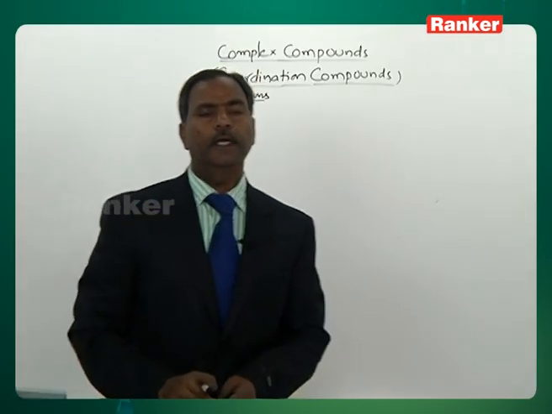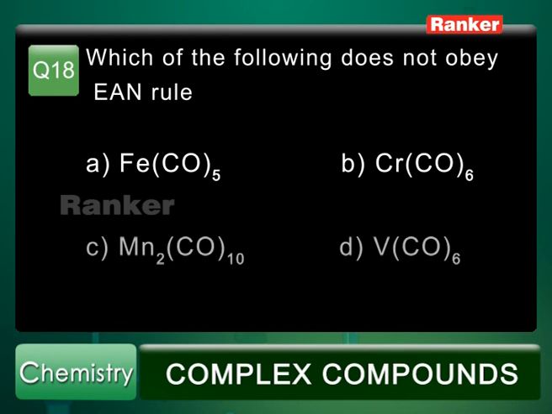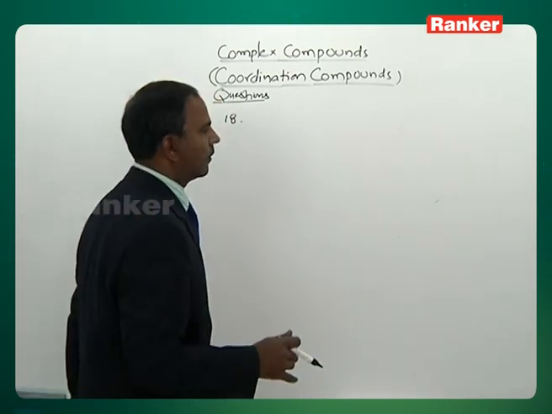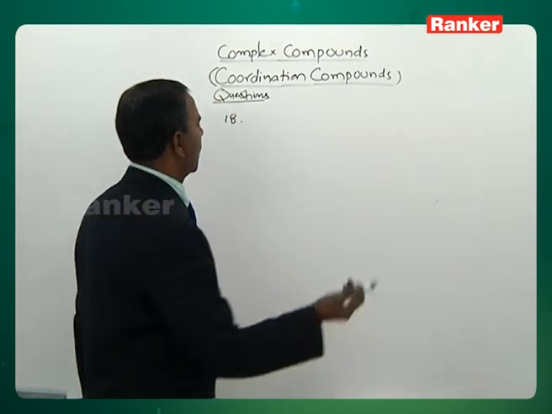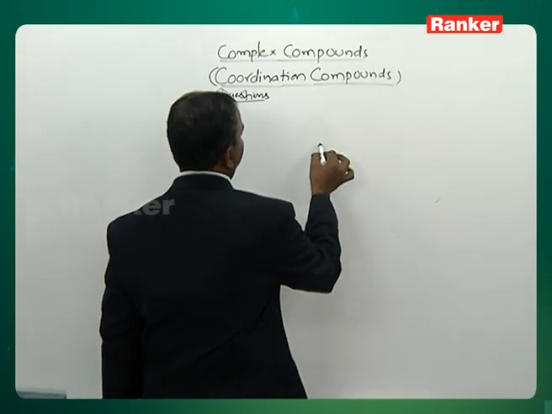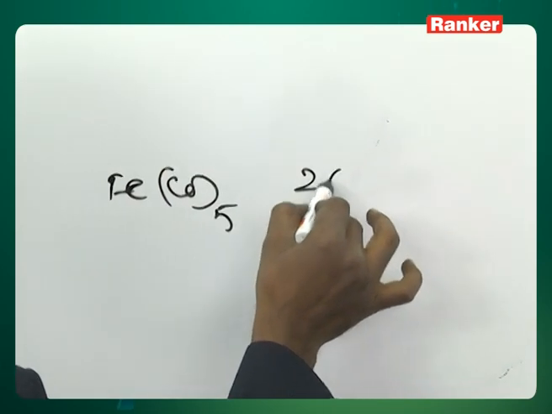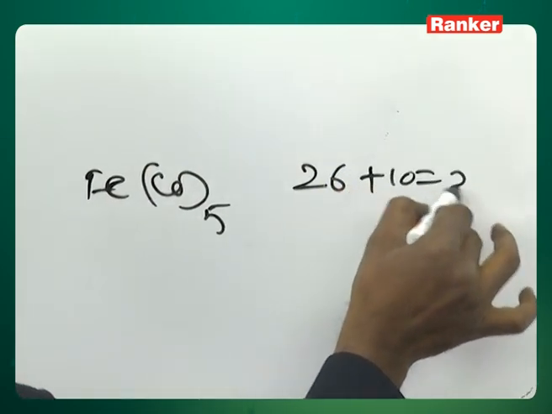Coming to question number 18. Which of the following does not obey the EAN rule? What do you understand by this? A complex which does not have the EAN of 36 or 54 or 86 is said to be not obeying the EAN rule. Coming to option A, iron pentacarbonyl. Now Fe, CO taken 5 times. This is actually 26 plus 10. Yes, it is 36. Obeying.